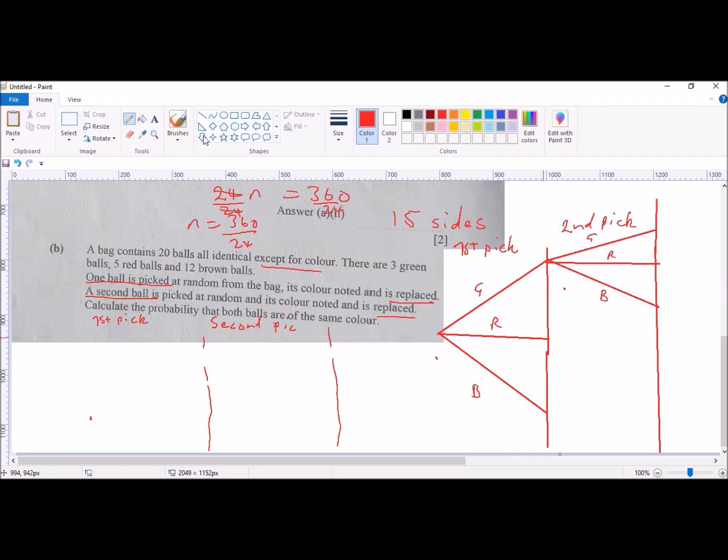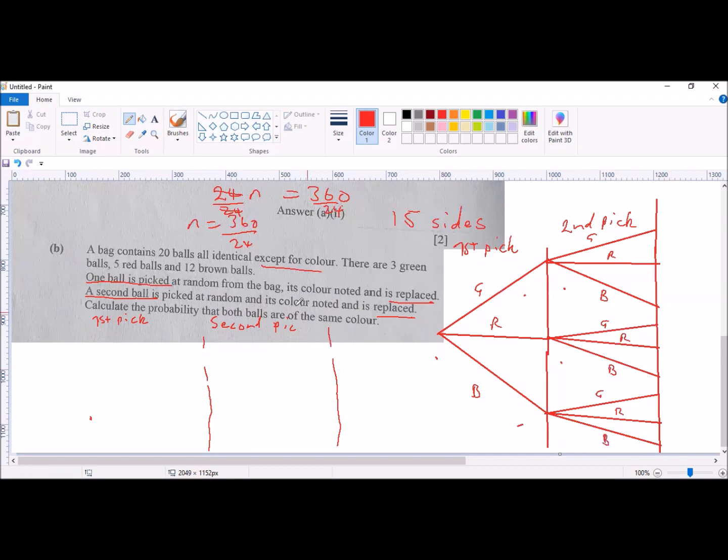If we pick a red, we can have a second pick being also the red, green, the red, or brown. All right. So you can have green there, red there, brown there. On a second pick, if we take a brown, we can have green, red, or brown. All right.